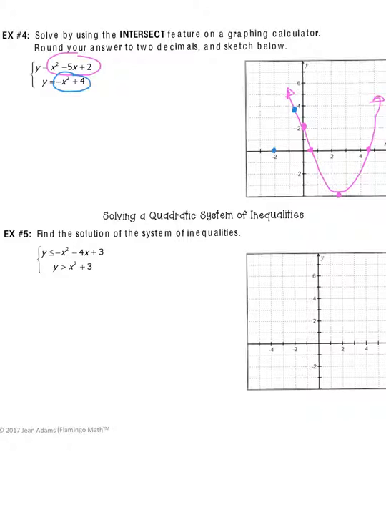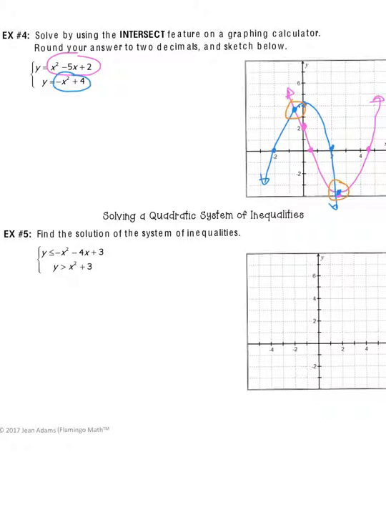The vertex is on the y-axis at exactly 4, and it also crosses the x-axis at 2, and then down here is the other intersection, right about here. So it looks like this. So my two intersections are going to be here and here. So use that intersect feature on your calculator, second trace, which gets you the calc menu, and then choose intersect.